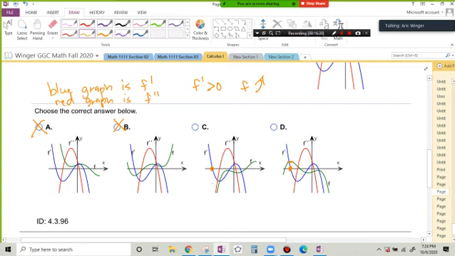So now the derivative is under the x-axis. The derivative is under the x-axis. The function is, the derivative is negative. So the green graph should be decreasing here, and it is not.